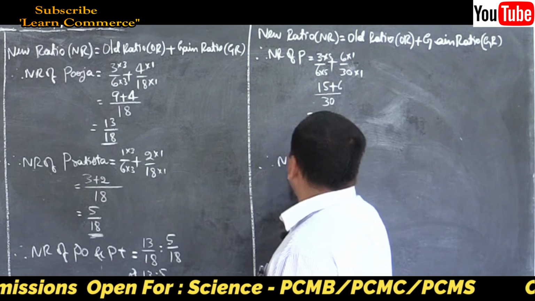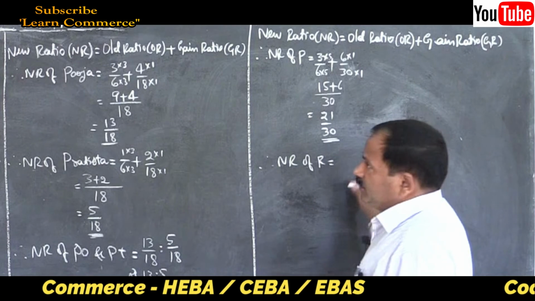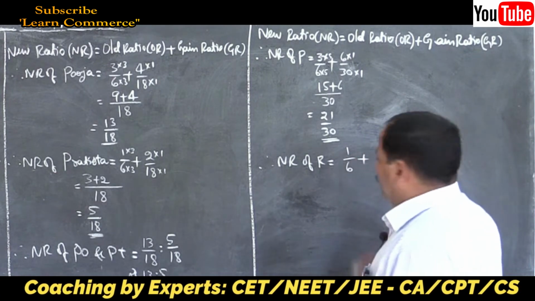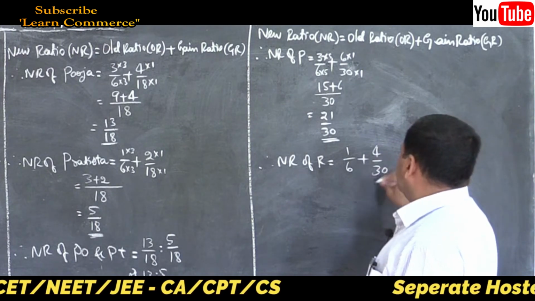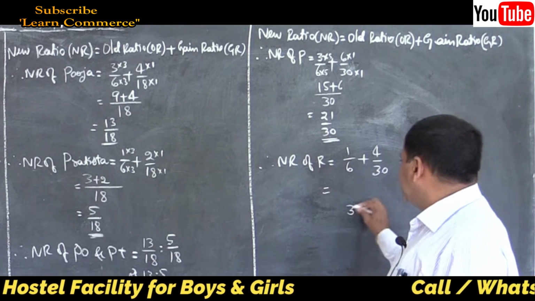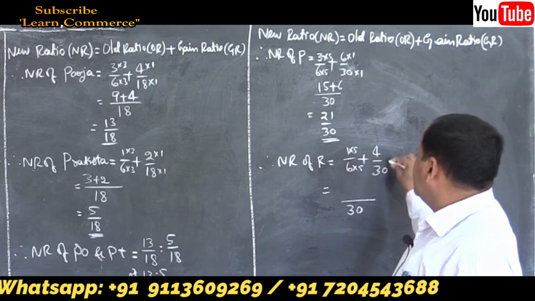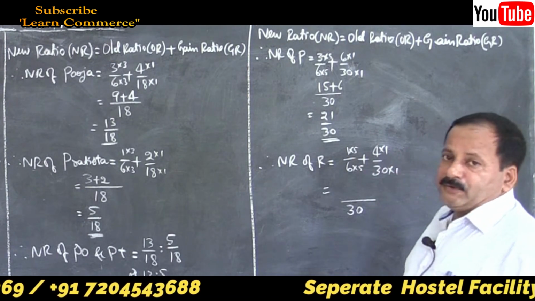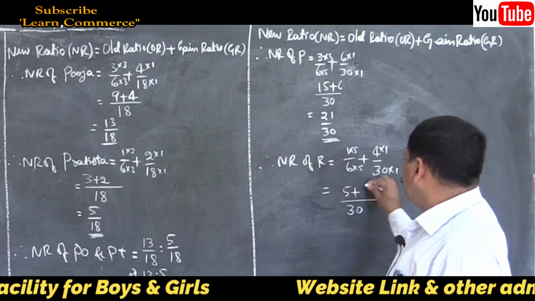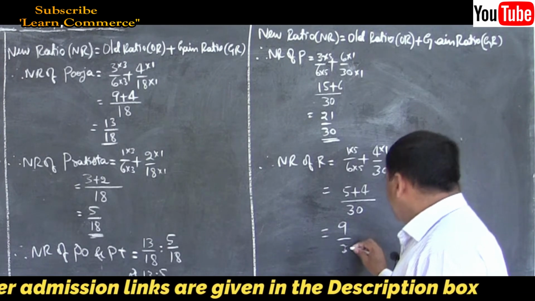Therefore, new ratio of R is equal to old ratio of R was 1 by 6 plus gain ratio we have already calculated 4 by 30, right? Take 30 as the common denominator, 6 5s are 30, multiply the numerator also by 5. So 5 1s are 5 plus 4 1s are 4 is equal to 9 by 30.